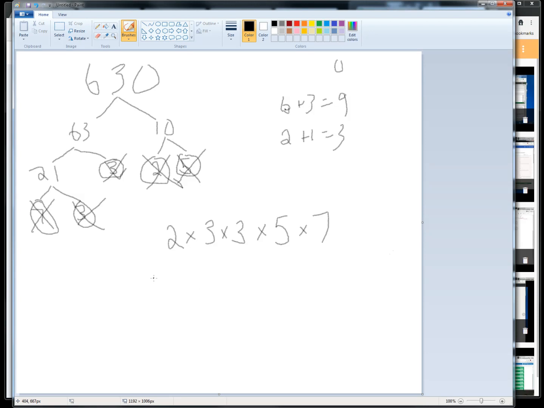And then the very last step is to combine any that are the same. So I see we have 2 3s. Another way to express that is 3 squared. Everything else we only have one of, so we just bring it down. And this is your answer.